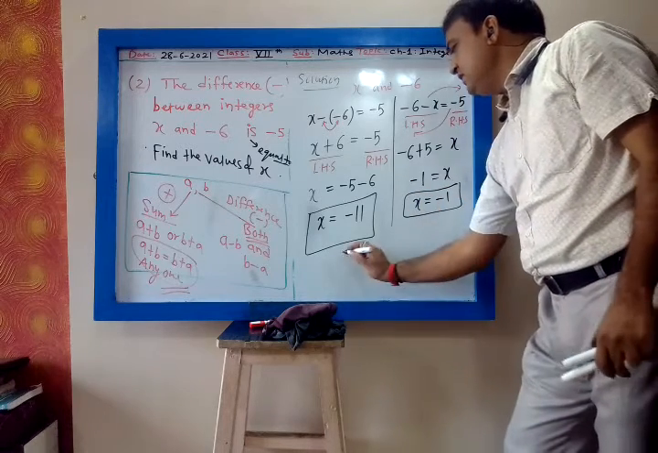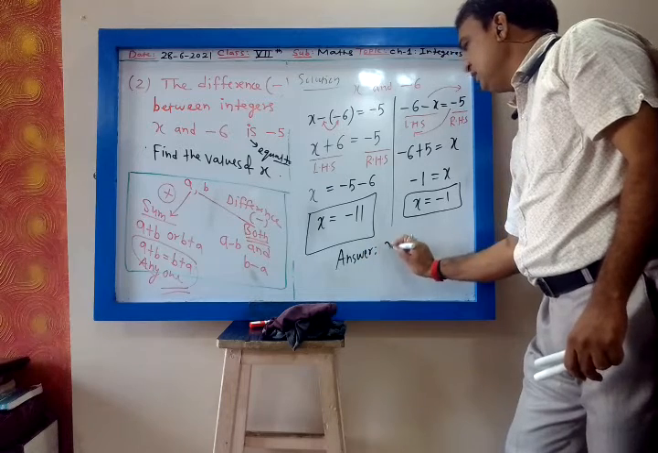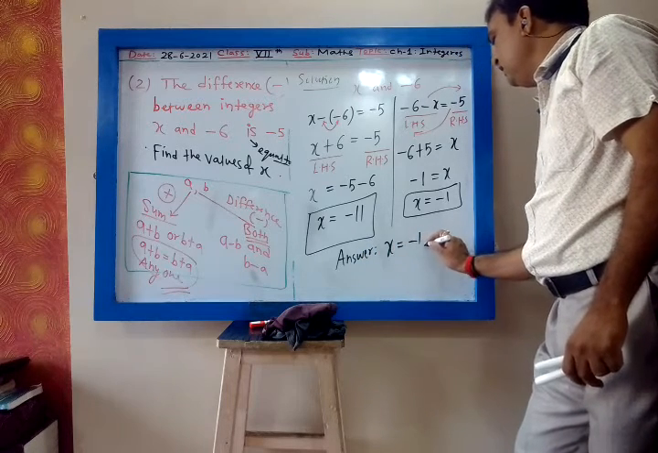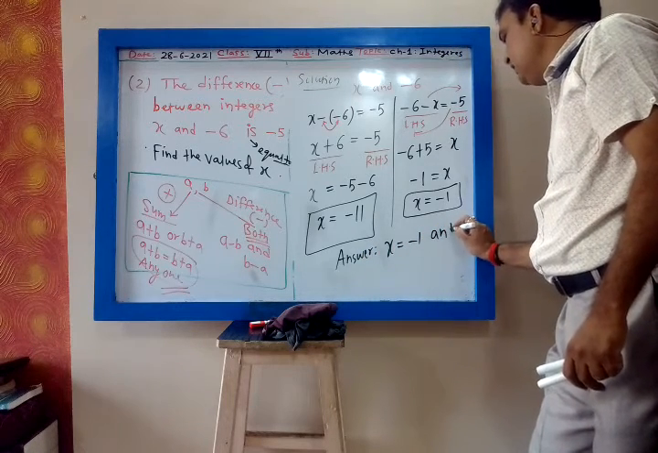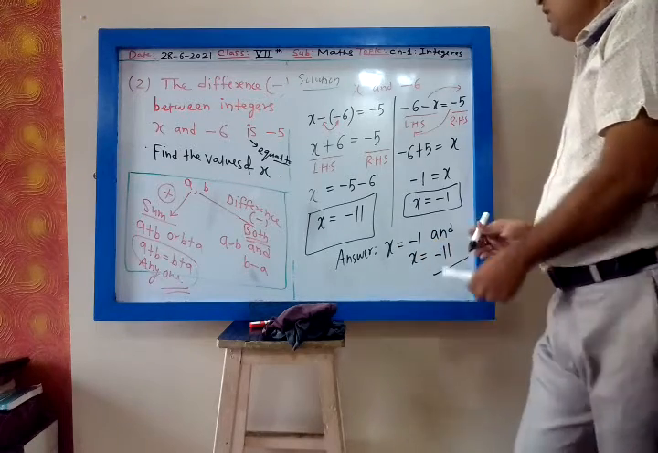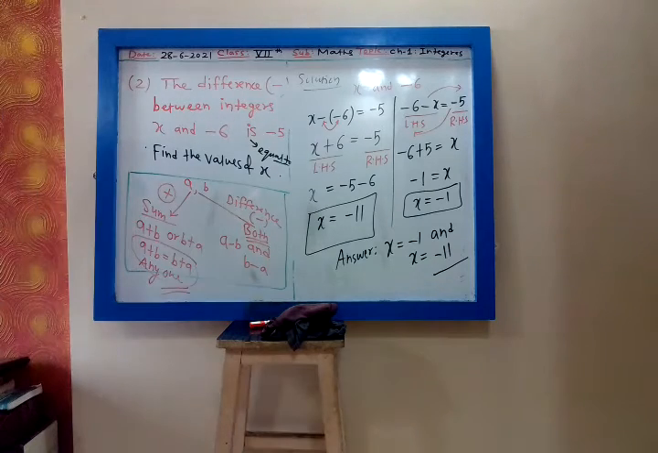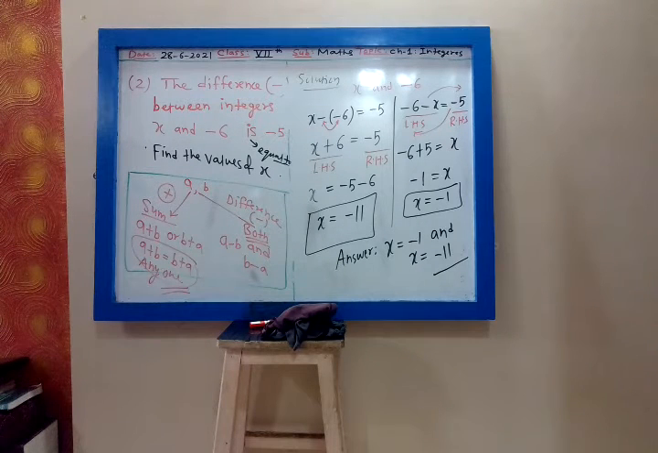So the answer is x is equal to minus 1 and x is equal to minus 11. So there are two answers for this. Have you seen, whenever it is sum there is one answer, but whenever it is difference there are two answers.